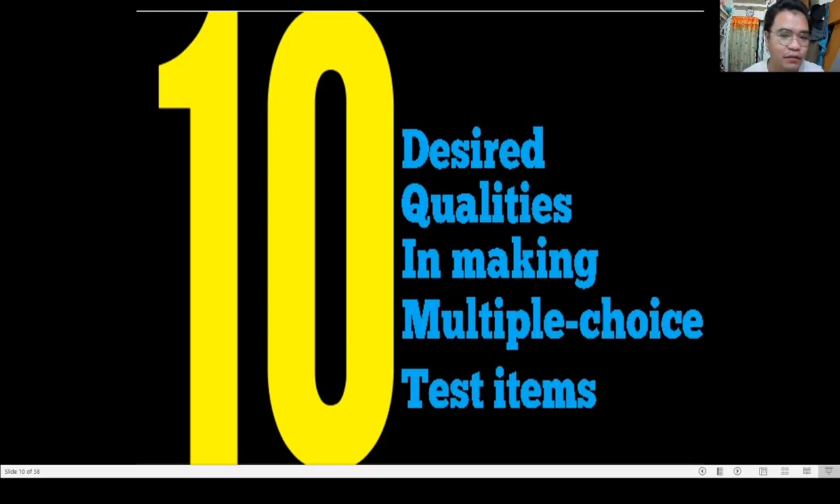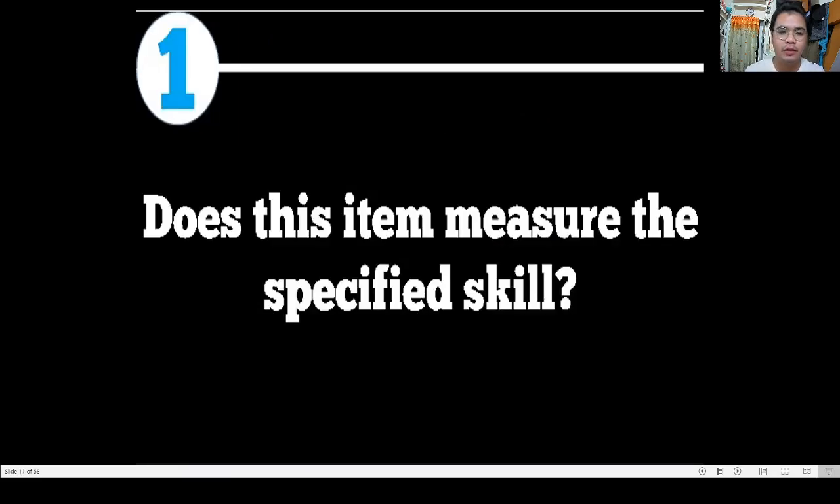Okay, so if we have not followed these rules in constructing multiple choice items, then the score of the students may be affected, or the validity of your test items may be affected because you have not followed the rules in making multiple choice items. So number one, you have to ask yourself, does this item measure the specified skill? In other words, your test item should be relevant or should always be related to your objective.